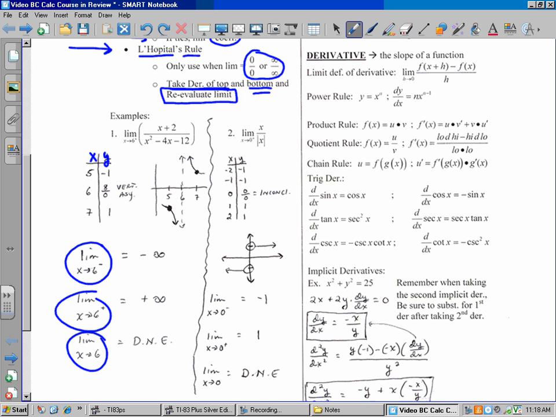First thing I could do is plug in 6, but if I plug in 6, I get 8 over 0. So at least I know that I've got a vertical asymptote at that point. But I'm going to have to plug in some values near x equals 6 to figure out what's going on. When I plug in x equals 5, I get a negative 1. At that point, I can be positive, since it's below the x-axis, that it's going down to negative infinity.